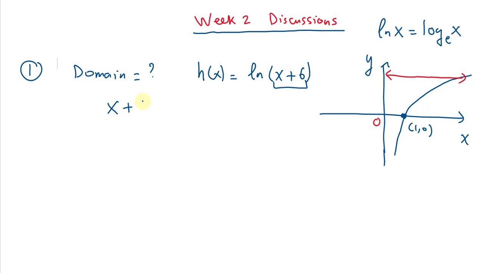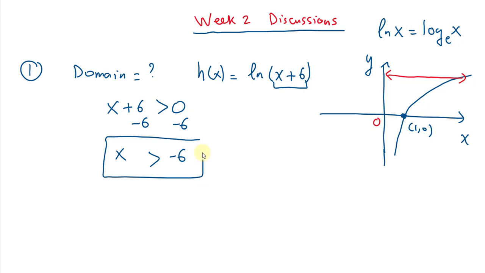Therefore, for x plus 6, you want the whole argument inside here to be bigger than 0. And then you solve for x, right? So subtracting 6 on both sides, you get x bigger than minus 6. So this is the domain for the function. Or in interval notation, we go from minus 6 and we want all the way to the right, which is infinity. Okay? Bigger than minus 6, not including minus 6, right? We don't include it here.